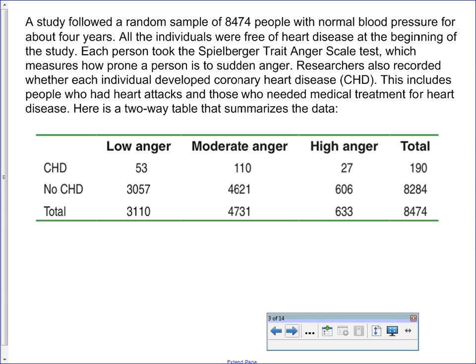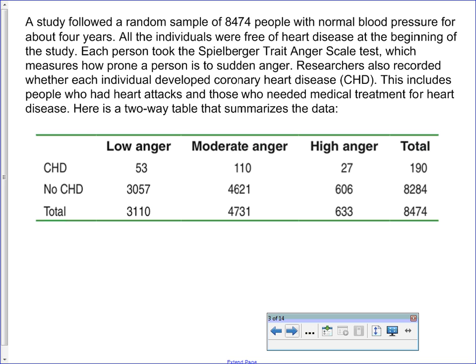So look at this. A study followed a random sample of 8,474 people with normal blood pressure for about 4 years. All the individuals were free of heart disease at the beginning of the study. Each person took the Spielberger Trait Anger Scale test, which measures how prone a person is to sudden anger. Researchers also recorded whether each individual developed coronary heart disease. This included people who had heart attacks and those who needed medical treatment for heart disease. And here's a two-way table that summarizes the data.